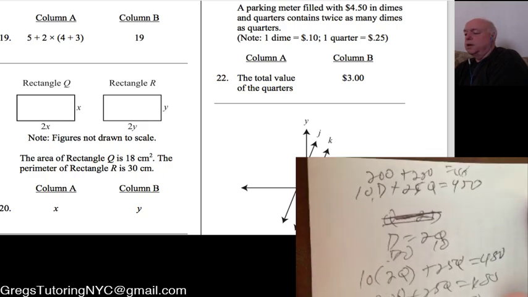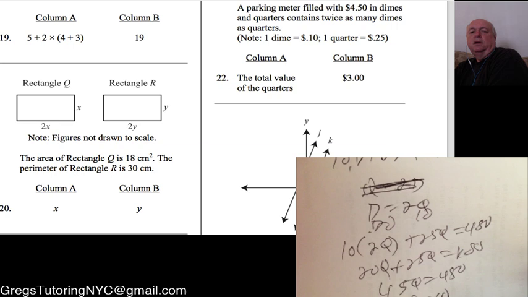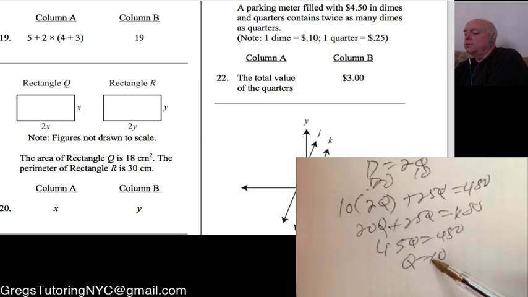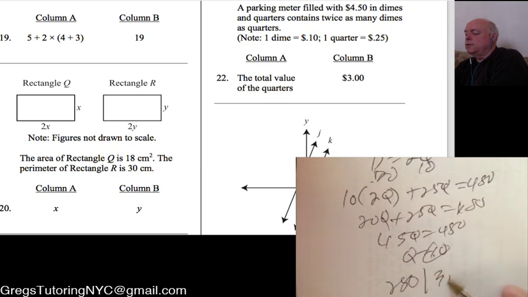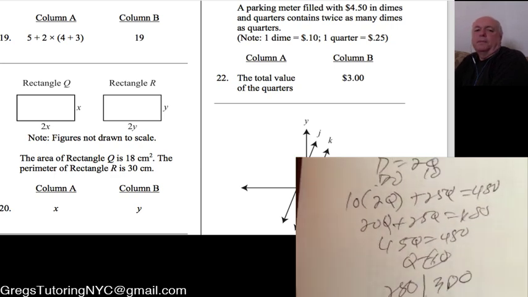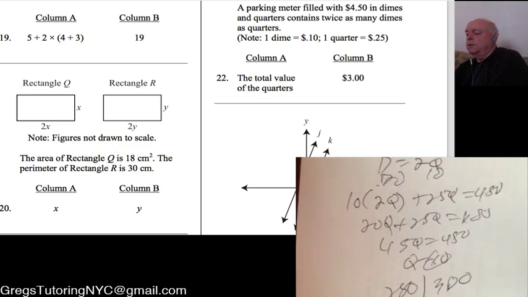All right? So that's not what the question is yet. So it says the total value of the quarters, if there's 10 quarters, that's 250. So we have 250 versus $3. All right, so question number 22, the greater value is going to be B.